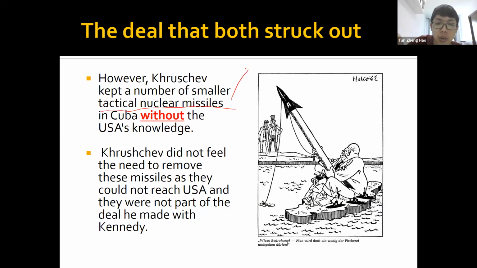Tactical nuclear, you can think of it as small. There were the small nuclear missiles used to hit specific targets, not to blow up entire cities. At first Khrushchev wanted to leave these to reassure Cuba: we are not deserting you directly. You still have these small nuclear missiles that you can use to defend yourself if needed. At first it was not part of the negotiation. At first only the big missiles would be withdrawn.